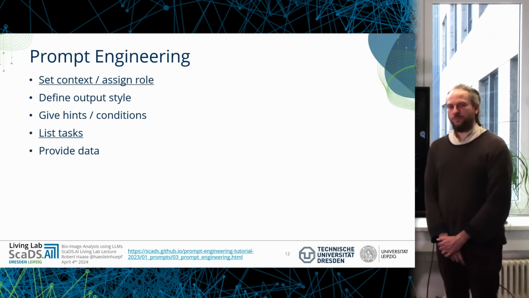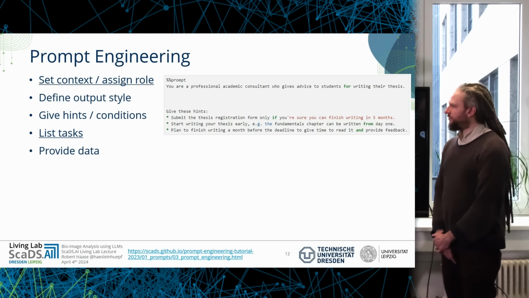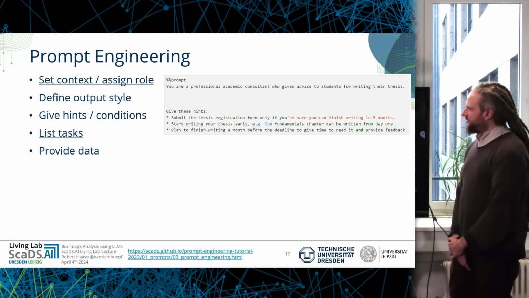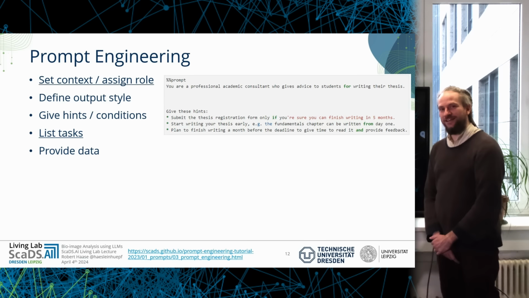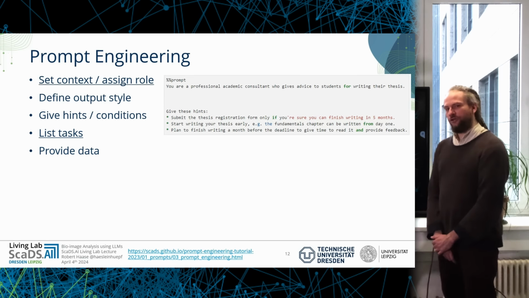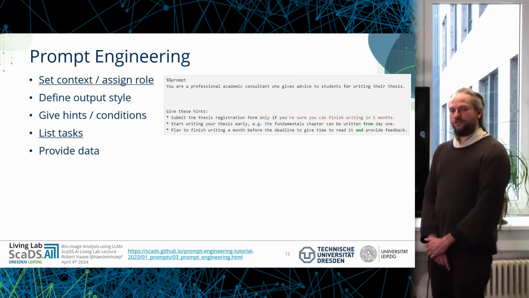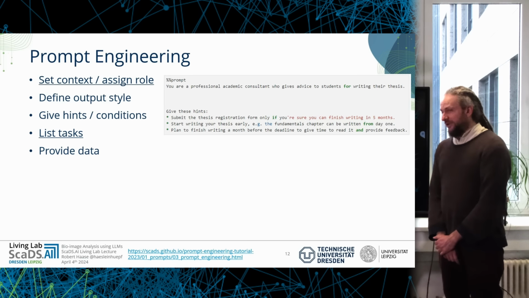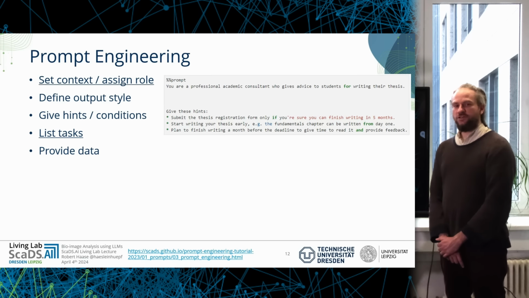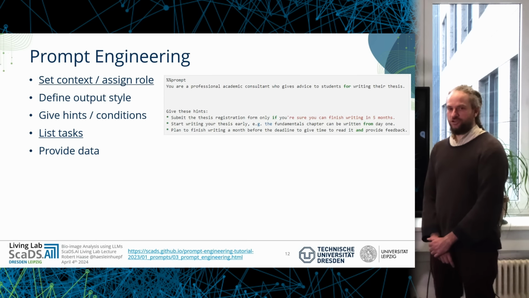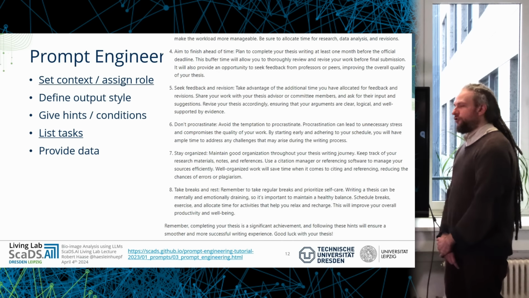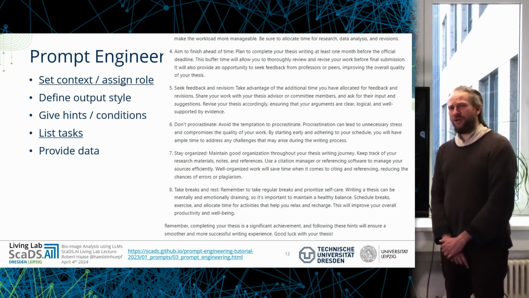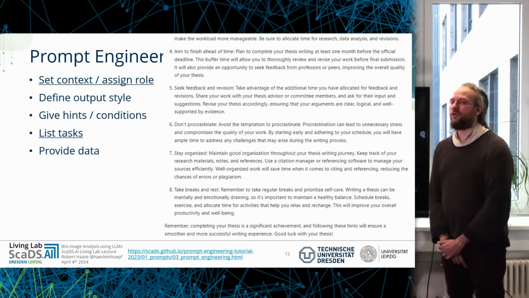So how can we do this in a practical example? I brought this example here. You are a professional academic consultant who gives advice to students for writing their thesis. And then I also provide some tasks of what kind of advice it should give. We'll not go into detail now, but again, you can read it in the notebook in great detail. So at the very beginning, I tell it you are a consultant, a professional one, and then I list some tasks of what kind of advice to give. And if you submit this task to ChatGPT, you will commonly get a response like this, right? Long texts with a lot of lists, with a lot of blah blah. This is what ChatGPT does by default.